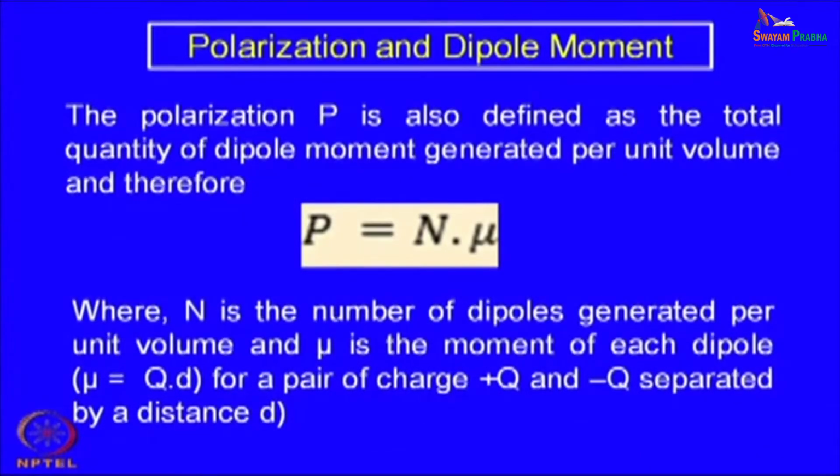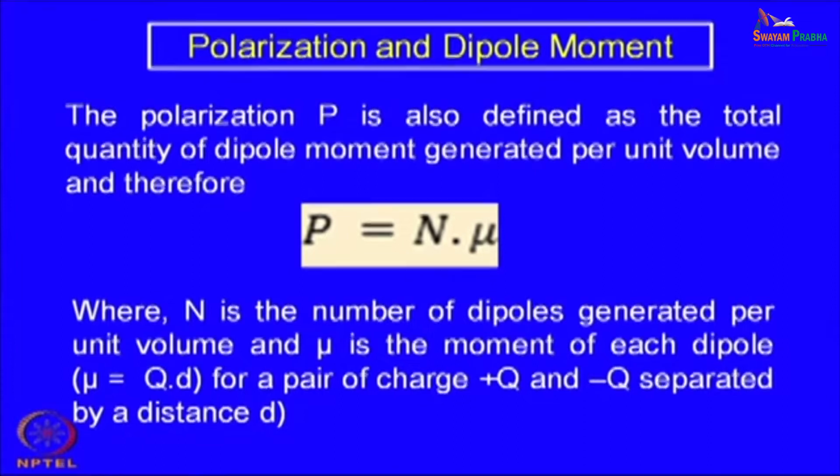We will also have a relationship because polarization is the result of creation of dipole moments within the material. The polarization P is also defined as the total dipole moment generated per unit volume of the material. So, P is equal to N multiplied by mu. N is the number of dipoles generated per unit volume and mu is the dipole moment, the moment of each dipole.